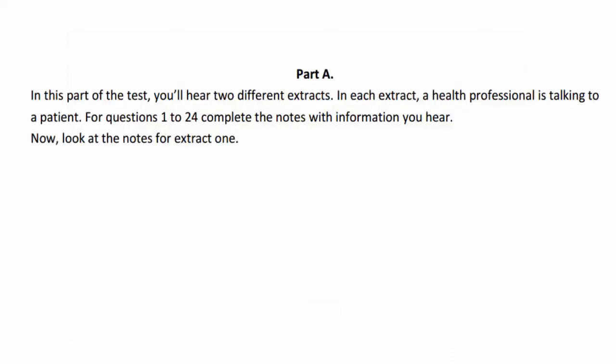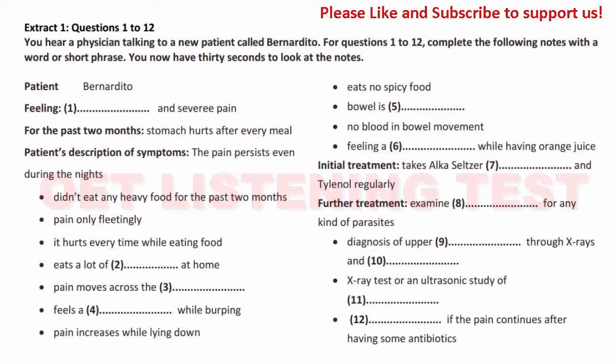Part A. In this part of the test, you will hear 2 distinct extracts. In each extract, a healthcare professional is talking to a patient. For questions 1 to 24, complete the notes with the information you hear. Now look at the notes for Extract 1. Extract 1, questions 1 through 12. You hear a physician talking to a new patient called Bernardito. For questions 1 to 12, complete the following notes with a word or short phrase. You now have 30 seconds to look at the notes.